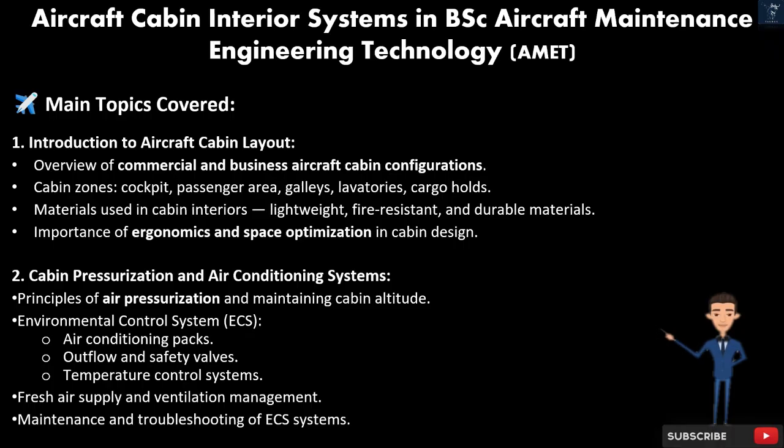2. Cabin pressurization and air conditioning systems. Principles of air pressurization and maintaining cabin altitude. Environmental Control System, ECS. Air conditioning packs. Outflow and safety valves. Temperature control systems. Fresh air supply and ventilation management. Maintenance and troubleshooting of ECS systems.